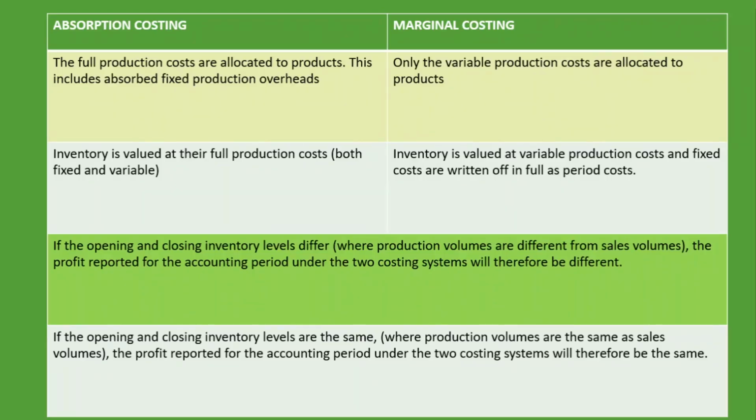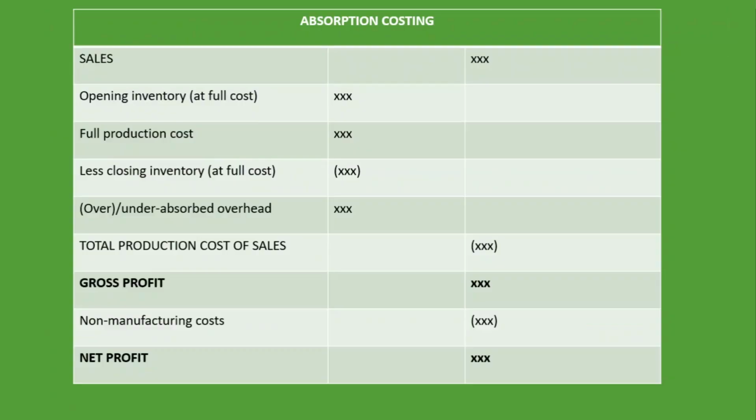And then the last point here is if the opening and closing inventory levels are the same, this is where the production volumes are the same as sales volume, the profit reported for the accounting period under the two costing systems will therefore be the same. And for example, if the opening balance is 0 and the closing balance is 0, that means we have sold everything that we produced during that period. That means the profit for the two costing systems will be the same. So let's look at this example.